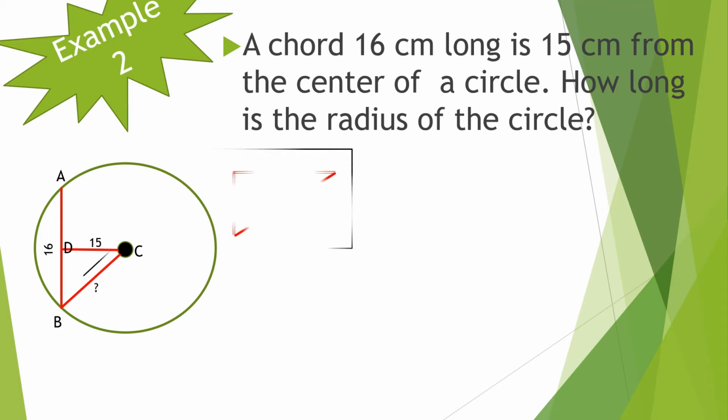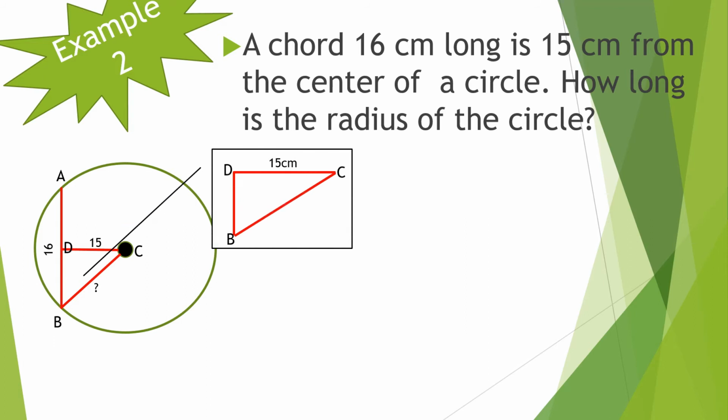As you can see here, let's try to get the figure. It forms a right triangle. So DC is 15 cm, and the question here is we don't have the radius, which is BC, and DB is equal to 8 cm. Why? Because in theorem number 1, the perpendicular segment drawn from the center of a circle to a chord bisects the chord. So AB is 16, therefore DB is 8.